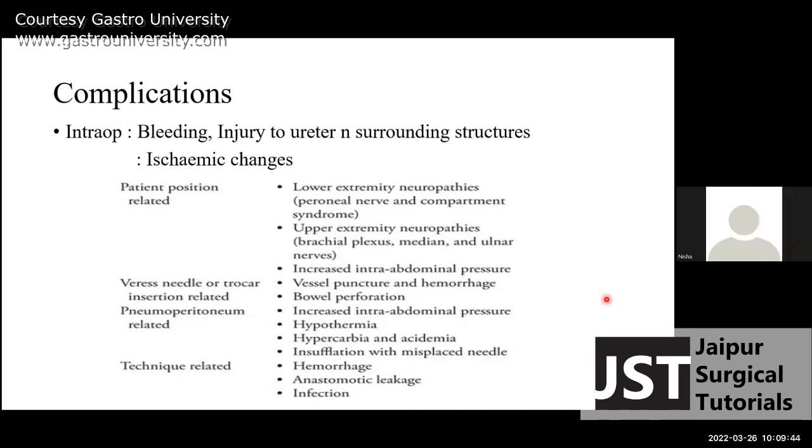Okay, sir. I have a doubt, sir. Do we put in a mesh in these permanent colostomies, because colostomies have higher chances of parastomal hernia? Is there any indication to put in a prophylactic mesh?